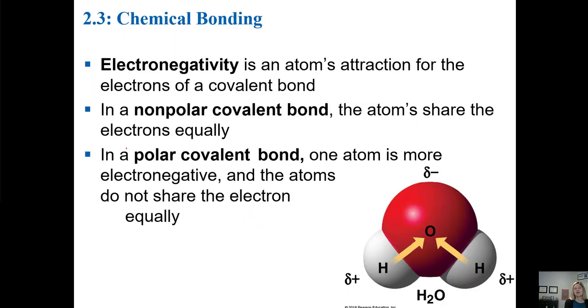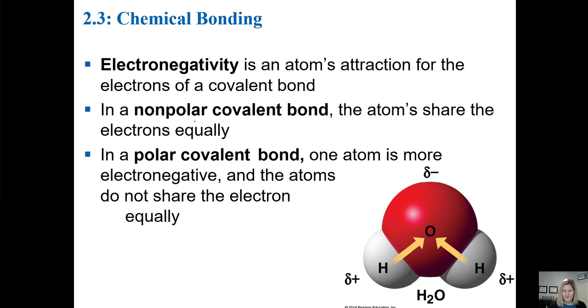All right. Now, when we're talking about covalent bonds, we're talking about sharing of electrons. And we can get that electron sharing through what's called electronegativity. So that's the atom's attraction for electrons of a covalent bond. Sometimes there might be an equal attraction to those electrons, and so the atoms will share the electrons equally. Those are what we call nonpolar covalent bonds.